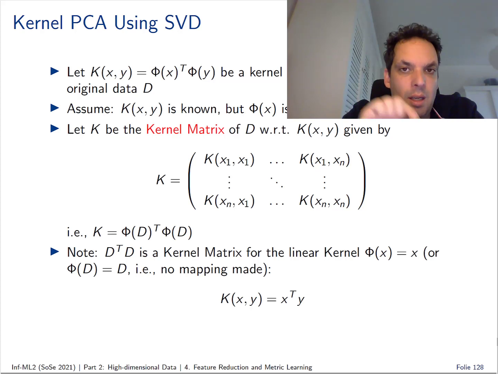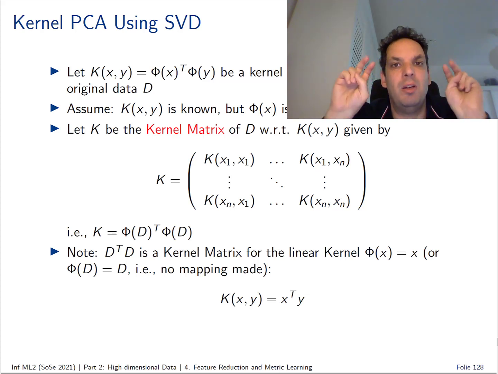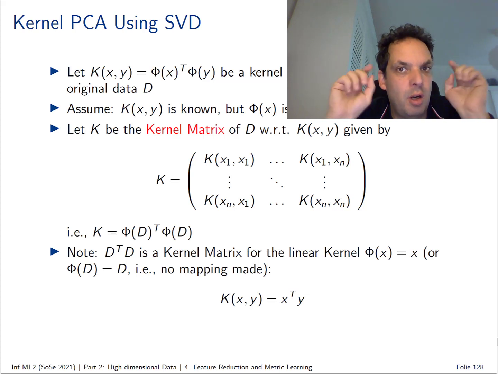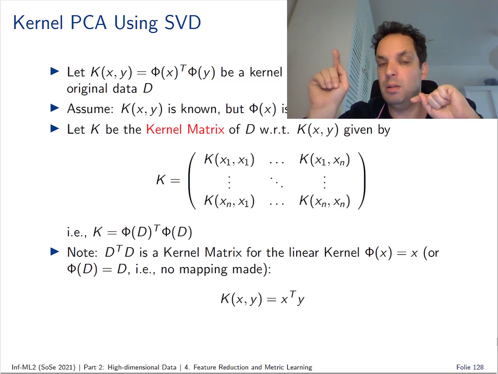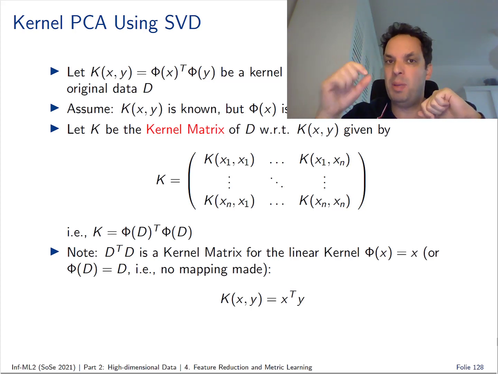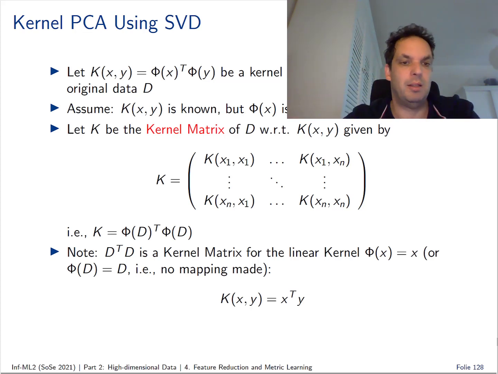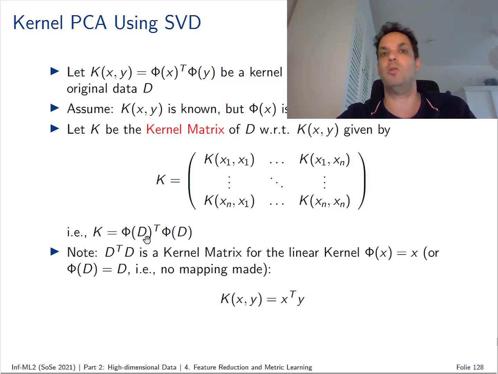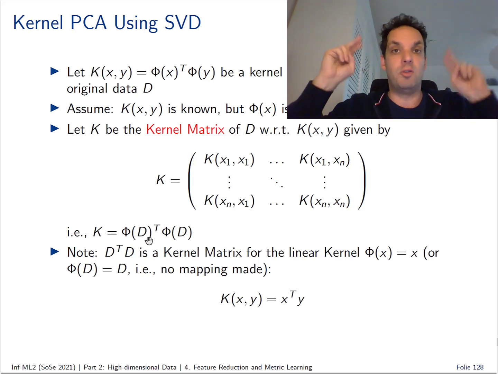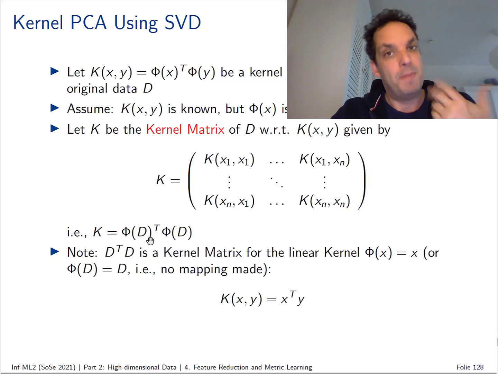So once again, the kernel matrix is the covariance matrix of the new mapped space that we get if we apply the mapping phi to our data set. So that's what we said here. The kernel matrix is nothing else than applying the mapping to D transpose times applying the mapping to D, which is somehow the covariance matrix. This is the covariance matrix of the original data set, and this is the covariance matrix of the transformed data set.